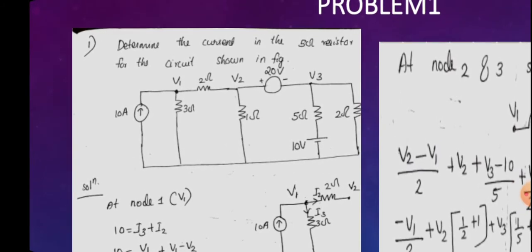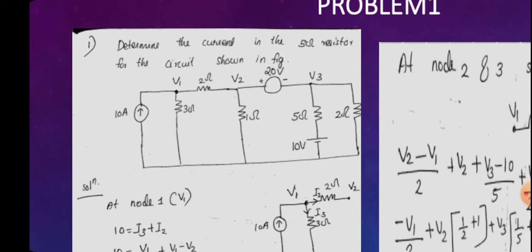Determine the current in the 5 ohm resistor for the circuit shown in the figure. So we have to find out the current in the 5 ohm resistor. See the circuit diagram. It contains a 10 ampere source. Resistors are 3 ohm, 2 ohm, 1 ohm, 5 ohm, 2 ohm, and there is a voltage source 10 volt, and there is another voltage source 20 volt. You can see that the 20 volt voltage source is connected between V2 and V3.